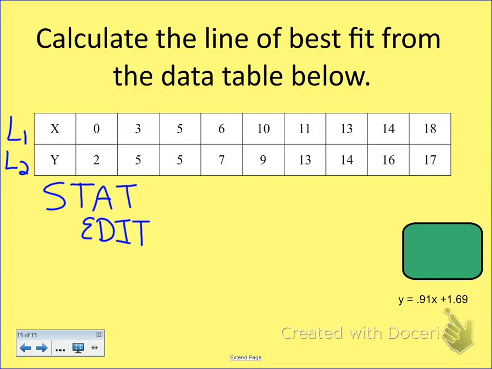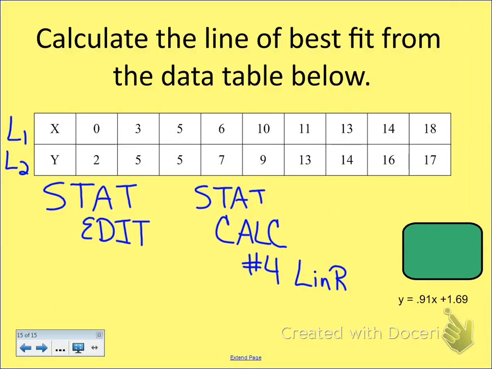So after you've inputted all of your data, then you're going to go back to the Stat button, and this time you're going to hit the Calc button. And we want the linear regression, the one that's going to give us the line of best fit. So you're going to hit number 4, LinReg. And it's going to give you a screen. So you hit that, hit enter, and then you have to hit enter again. And then it's going to give you what your A and your B are, and that is your slope and your y-intercept. So you would just write it in the form of an equation: y equals 0.91x plus 1.69, and that is your answer.